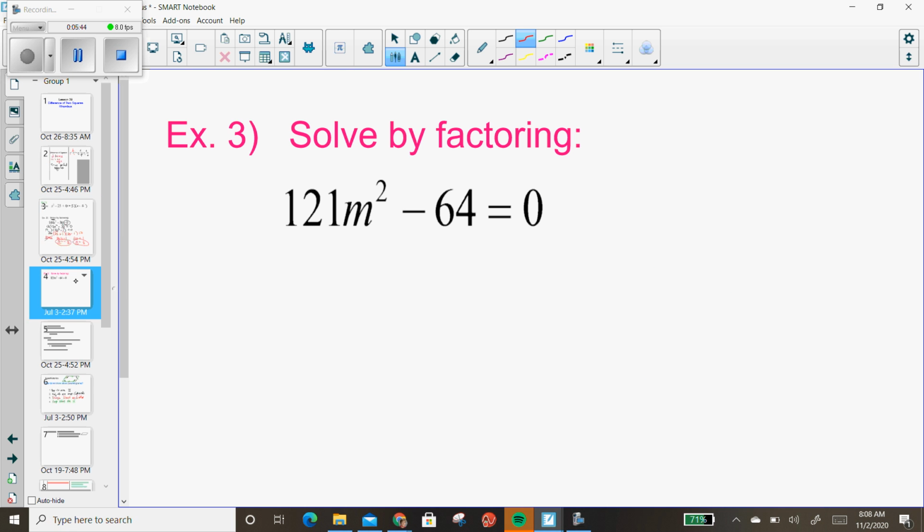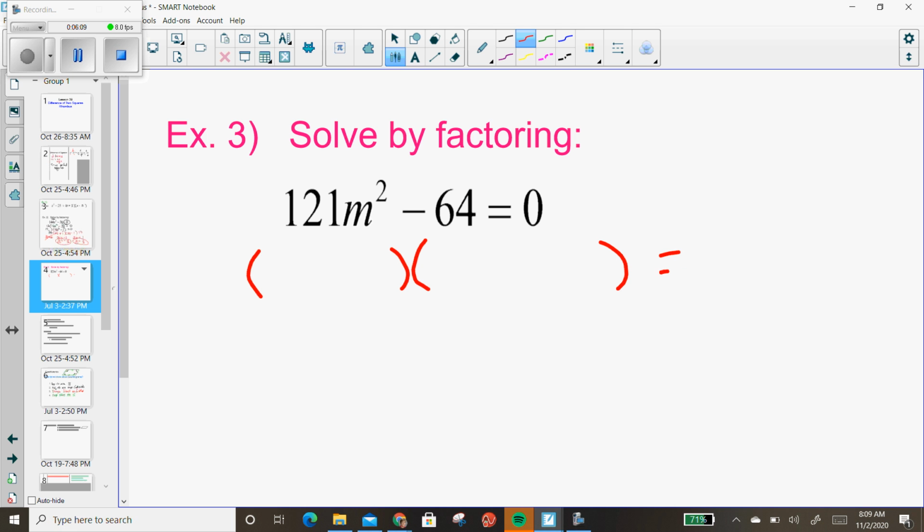Okay, one last one, and then we'll move on to the rhombus stuff. So how many terms? 2, plus or minus sign between them? Minus. Is there a GCF? No. So I want everybody at home and in class, write down what you think these two parentheses might be. At home, type it in the chat, but wait to hit enter. So can you take a square root of 121m squared? Can you take a square root of 64 to get the two things that go in those parentheses?